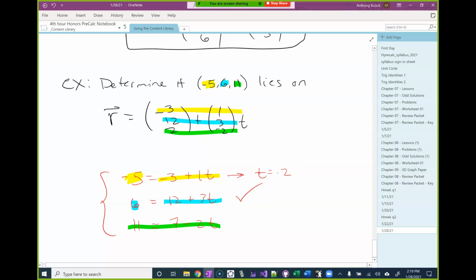If I go to the second equation, I plug negative 2 in for t. 7 minus 2 times negative 2 is 7 plus 4, which is 11. So we're good. Everybody feel okay there? Okay. That's where we're going to stop it.